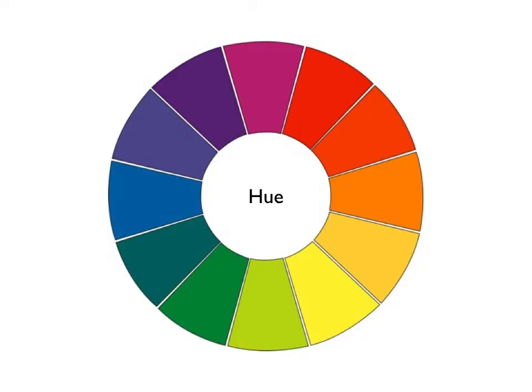First one, like I said, is hue. Hue refers to pure colors on the color wheel. So it hasn't been changed in any way by adding white or brown. They're just what you get when you mix those primary, secondary, and tertiary colors together.